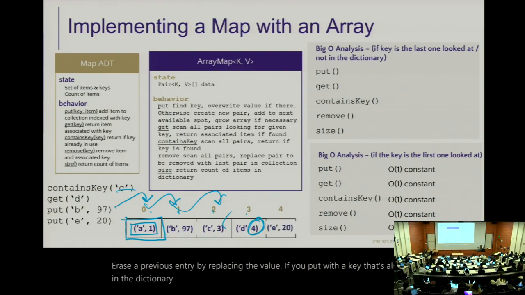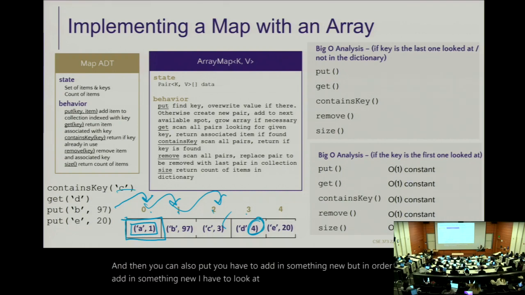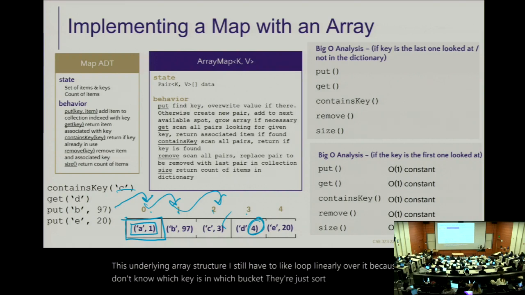And then you also have to add something new, but in order to add something new, I have to look at everything and decide whether or not that thing is already in the list. Because anytime I'm adding to the list, I'm asking myself, am I transforming a value or adding a whole new entry? This underlying array structure, I still have to loop linearly over it because I don't know which key is in which bucket. They're just added linearly as I fill up the array.